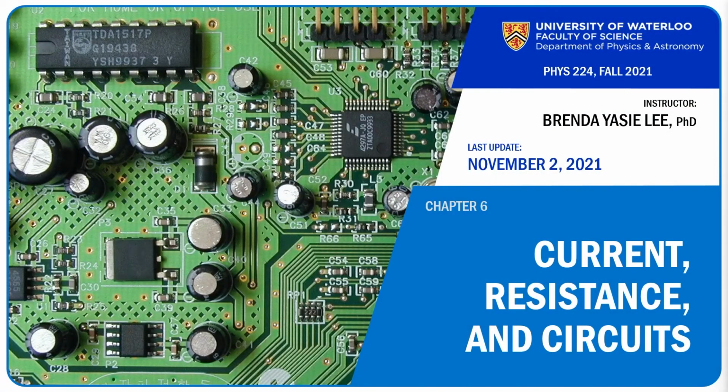In this week, we're going to go through Chapter 6, Current, Resistance, and Circuits. This is going to serve as the final chapter for the electricity portion of our E&M course. The next chapter is going to talk about and introduce us to magnetism.